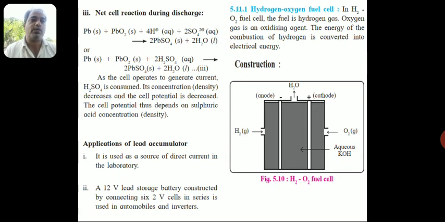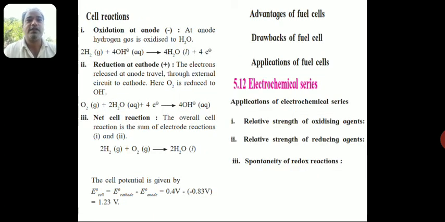That means the product of this cell, when we use it, is H2O, which we can use for drinking purposes. The benefit is that when we get the electricity, we get water as well, pure water. So it is very beneficial. Now we'll see its cell reactions.